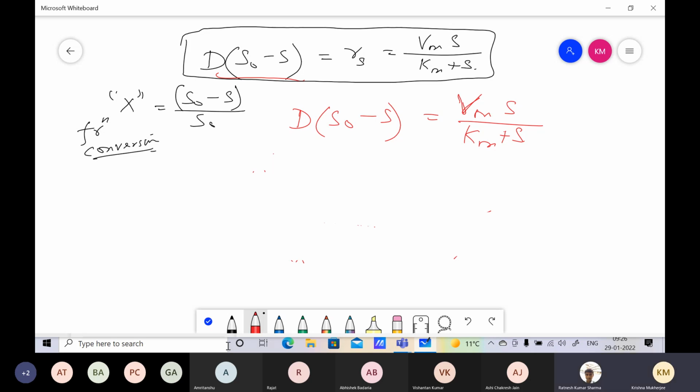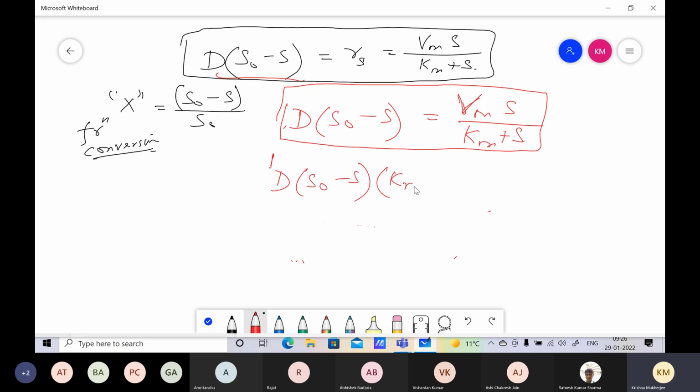Okay? I hope you can hear me. I want you to do this very simple exercise on your own, and the only way I can ensure this is to ask how you will find out Vmax and Km, and what is the relationship between these parameters? So of course, D times S naught minus S into Km plus S is equal to Vmax S, right?